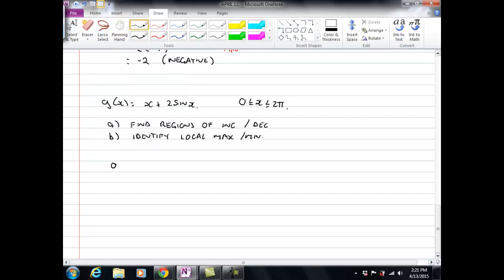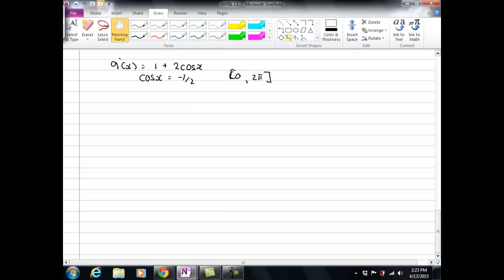So the derivative, g prime of x, equals 1 plus 2 cos x. Agree? I want to set this equal to 0 because I want to know my critical points. Cos x equals -1/2, from 0 to 2 pi. I'll give you a hint. Special triangles. Go. What quadrant are you in? I got up to here.